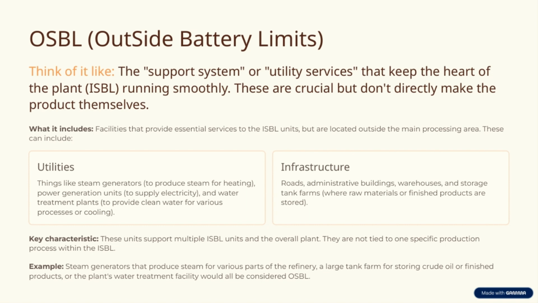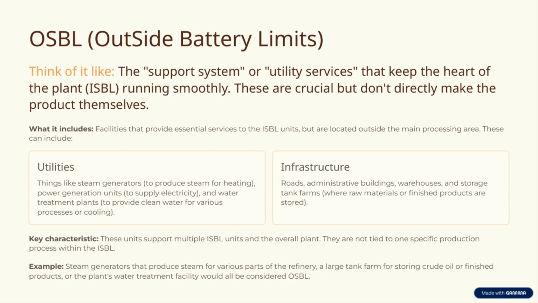For example, it includes utilities like steam generators, which produce steam for heating or other processes. It also covers power generation units, which supply the electricity needed throughout the plant, and water treatment plants that provide clean water for various processes or cooling systems. In addition, OSBL includes infrastructure such as roads, administrative buildings, warehouses, and storage tank farms. These storage tanks are used for holding raw materials or finished products, making them vital for overall operations.